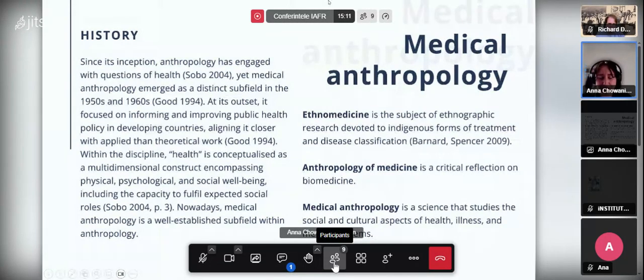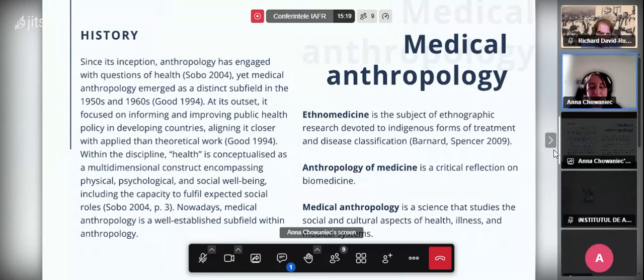Is everything okay? I heard some strange noise. Yeah, no, somebody entered, so it's okay. Good. Okay, I don't know this app, so that's why. Thanks.